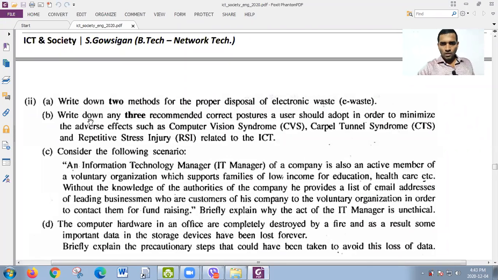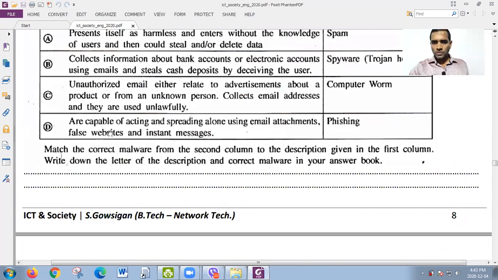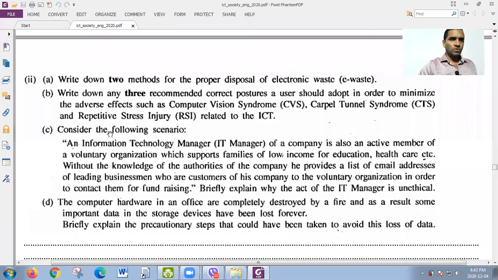Look. So now we are at the 2016 second question, right? There is a complete question in 2016, so let's take the second one. Write 2 methods for the proper disposal of electronic waste, right? You know we have 3 methods. It's too easy. Reduce, reuse, recycle, right? You have been asked to write 2, but you can even write 3. There is no need for description because you have been asked to write the methods. So reduce, reuse, recycle. Okay.